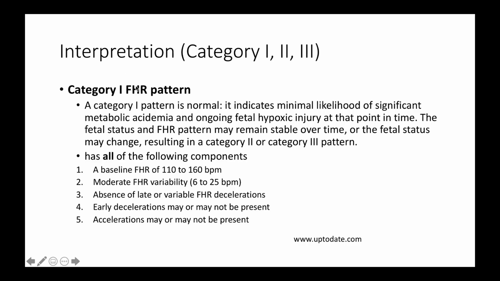For a category 1 fetal heart rate pattern, it has to have all of the following components. It should have a baseline fetal heart rate within the 110 to 160 range. There should be a moderate fetal heart rate variability. There should be no late or variable decelerations. Early decelerations may or may not be present, and accelerations may or may not be present.